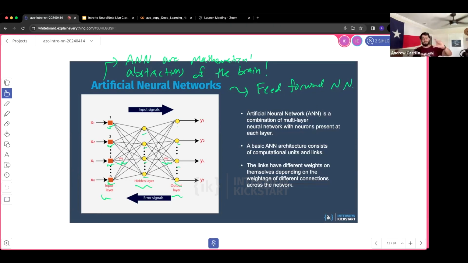That means that every neuron in one layer is going to be connected to another neuron in the next layer. So they're all going to be connected to each other via weights, and these weights are going to be updated throughout training. So feed forward just means that everything is dense. Every neuron is connected to another neuron.